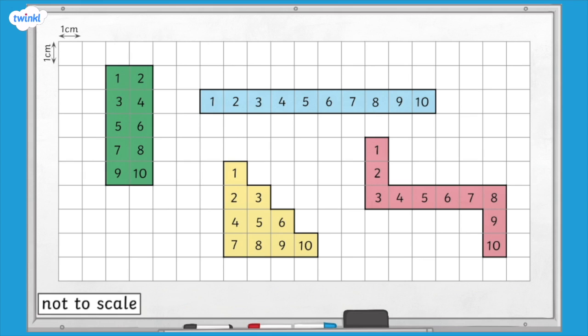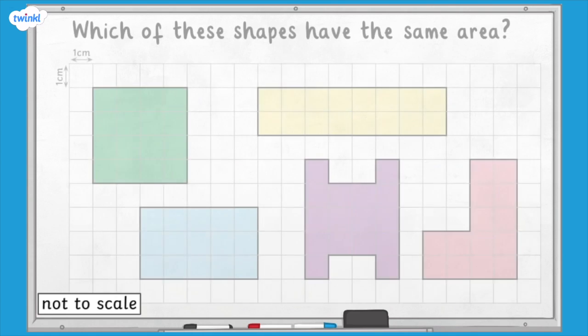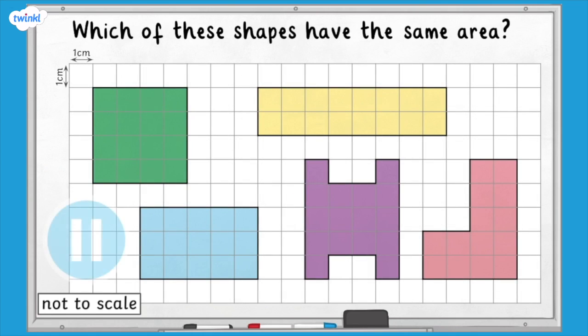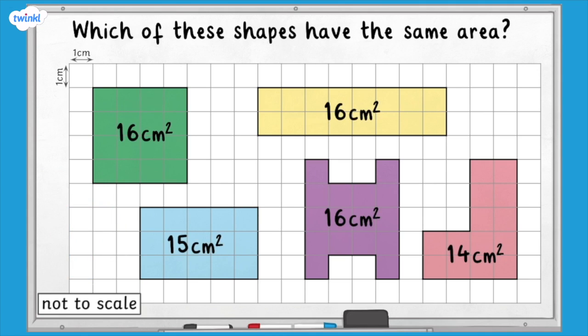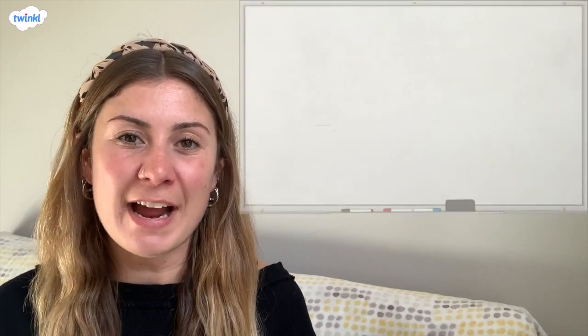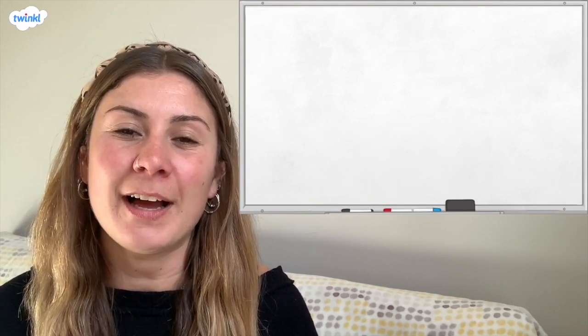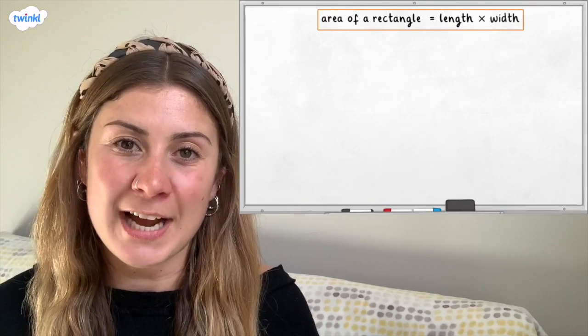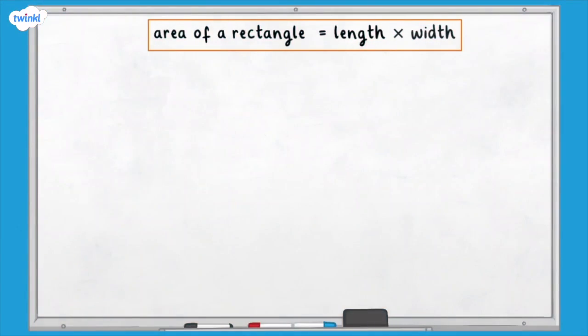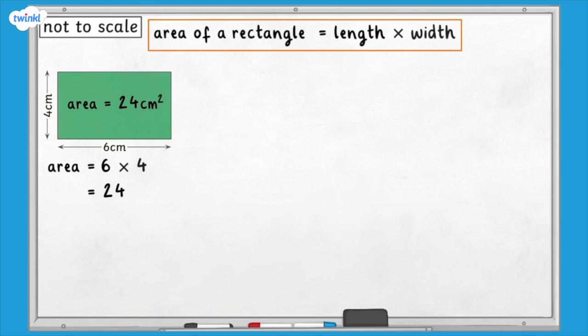This shows us that shapes with the same area do not have to look the same. Which of these shapes have the same area? The green, yellow and purple shape all had the same area of 16 centimetres squared. We can also calculate the area of a rectangle by using the formula area equals length times width. The area of the green rectangle is 6 times 4, which is 24 centimetres squared.